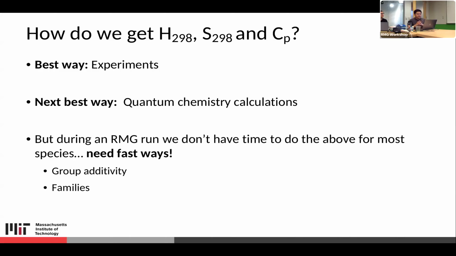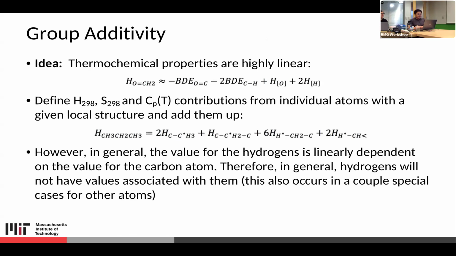The first part of this talk will talk about the parameter estimation, and then it will talk about the data. So first, let's talk about the parameter estimation. One of the ideas, the simplest idea, is that thermochemical properties are highly linear, where you can define an enthalpy approximately in terms of bond dissociation enthalpies and individual enthalpies of the atoms.